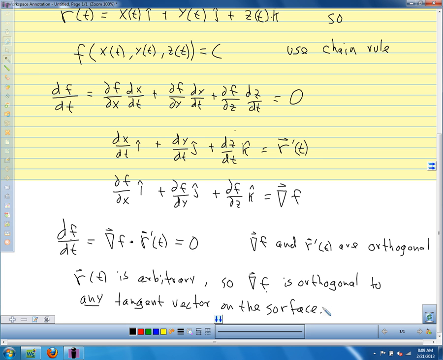So if it's orthogonal to any tangent vector on our surface, what does that tell us about del f? No matter where we pick our points, any curve, if it's orthogonal to the tangent vector.